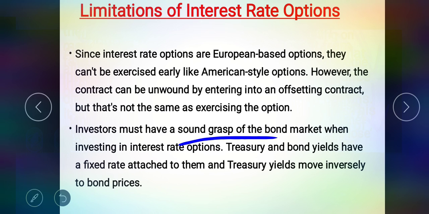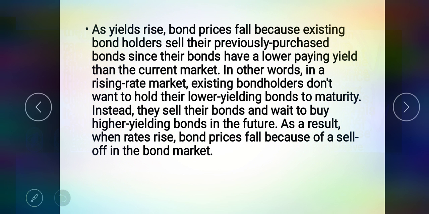Treasury and bond yields have a fixed rate attached to them, and treasury yields move inversely to bond prices. Interest rate options are European-based options. They can't be exercised like American style options, and the investor must have sound knowledge about the bond market while investing in interest rate options. As yield rises, the bond price will fall.